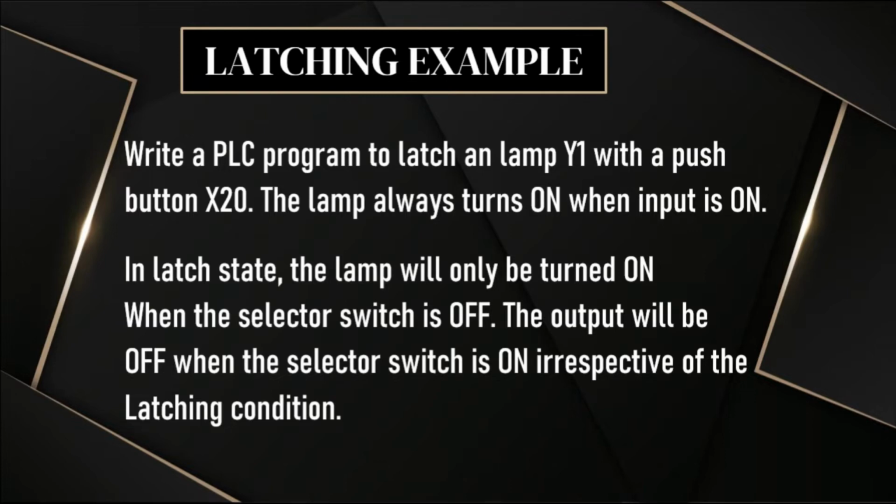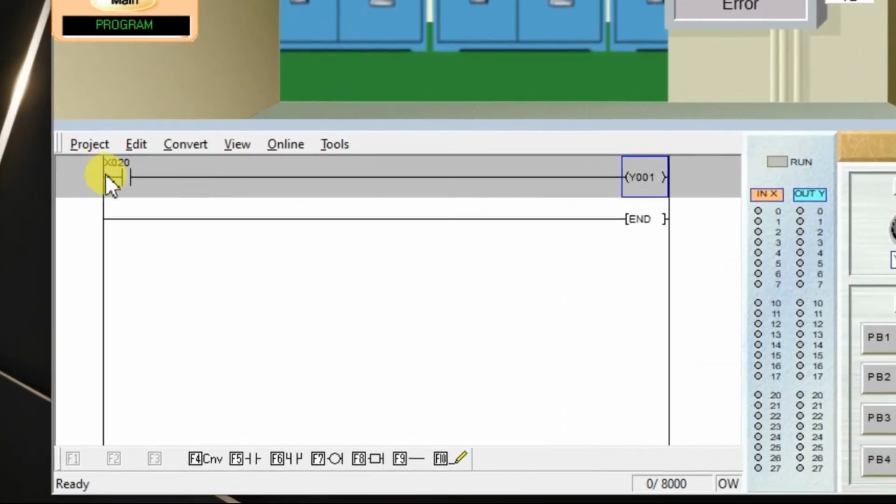This means we have a selector switch. If the selector switch is off in the latch state, the lamp can be turned on, and the lamp can be turned off when the selector switch is in on state, irrespective of the latching condition. So we need a latch first.